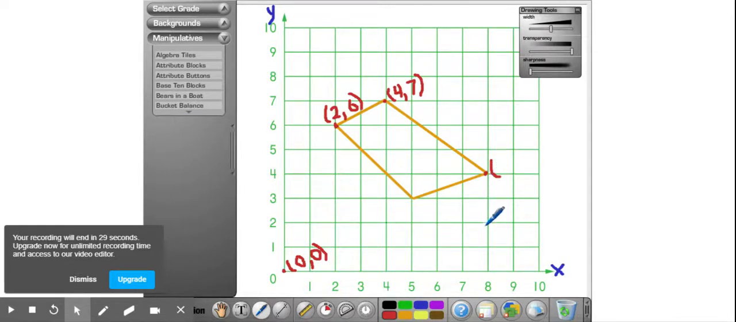So I'm going to start with the x-axis. I see that it lines up with the 8. And then next I look at the y-axis, and I see that it lines up with the 4. And then I'm going to label my last point here, doing the same thing. My x-axis is 5, and my y-axis is 3. My ordered pair is 5 and 3.